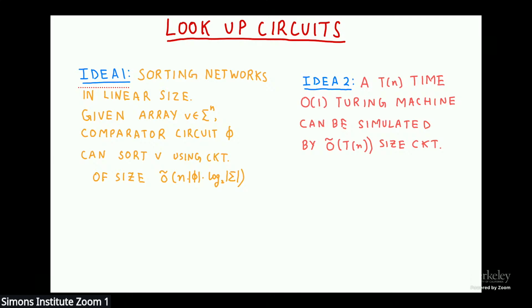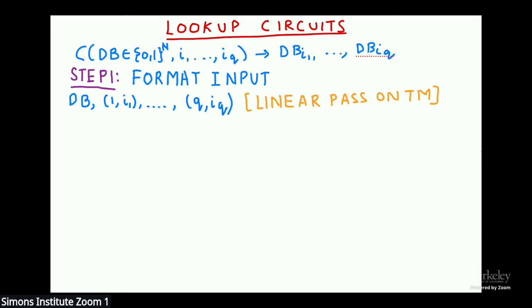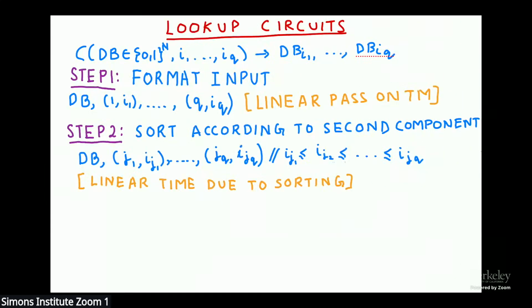And it turns out these results are really useful in this setting. So here's what I'm going to do. This is my task. I want to come up with a small circuit. The first thing I'm going to do is format this input. So you have I1 through IQ. I'm going to format it as 1, I1, 2, I2, and so on. So all I changed was the second half of the thing. This can be done in linear time, or in Q, because I'm just reading it in on a Turing machine. The second thing I'm going to do is sort this according to the second coordinate, I1 through IQ, which is what Lance was suggesting.